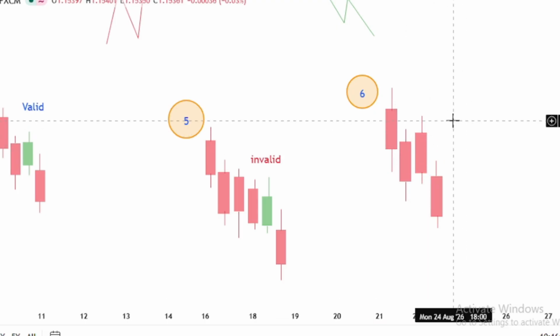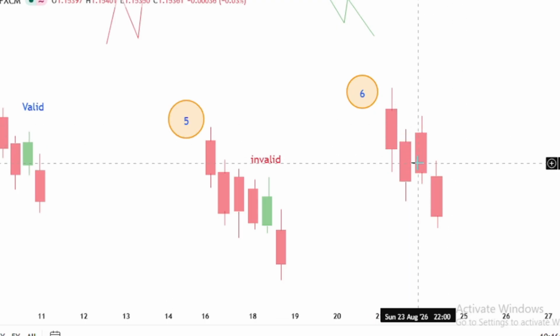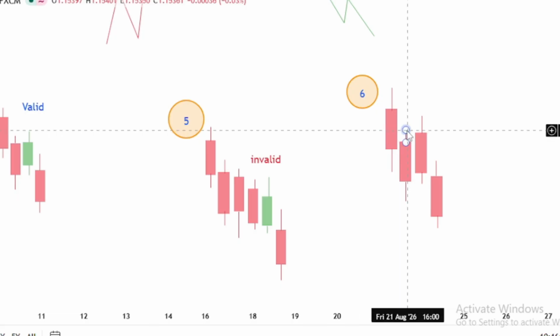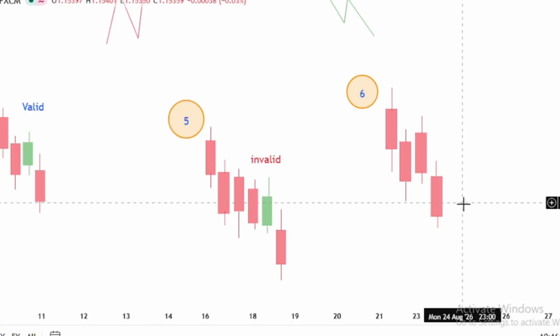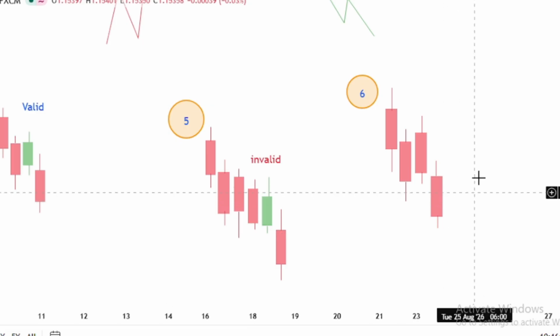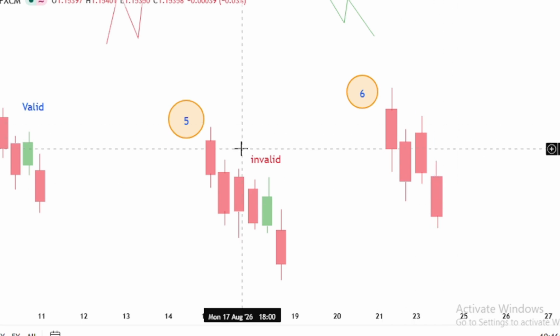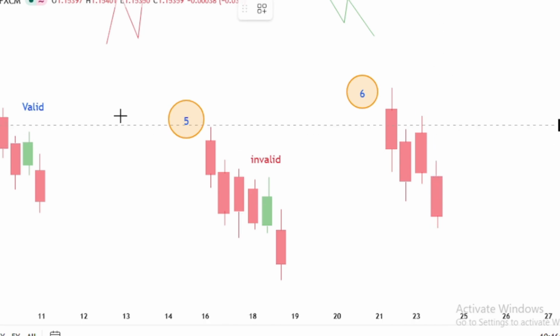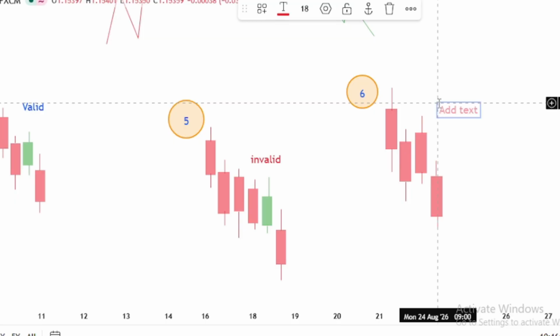So this is a valid pullback. It took out the previous candle high before continuation. Once this continuation happens and takes out the low of the previous candle, it becomes a valid pullback. This one is also a valid pullback. This is a valid pullback. Let's change the color to blue.